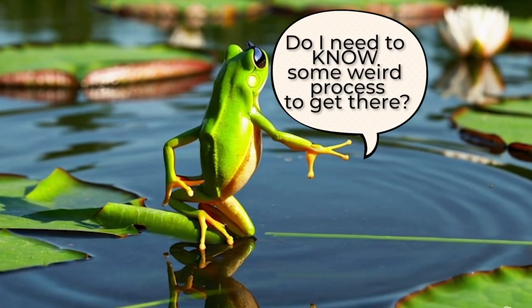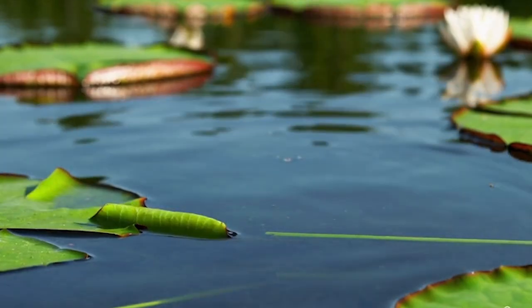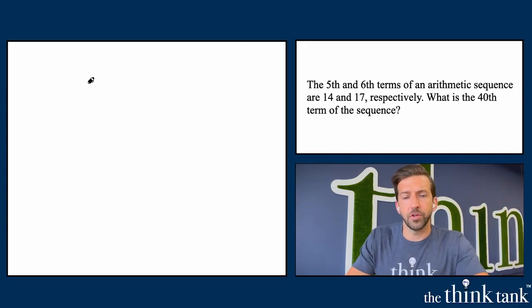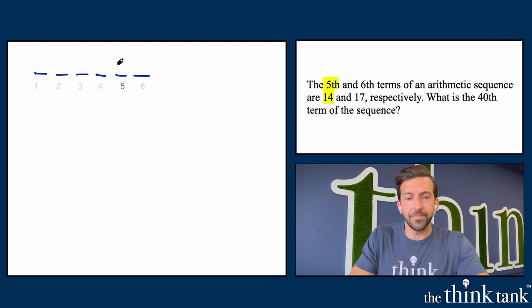Do I need to know some weird process to get there? You don't really need to know a formula. I think what's better is to understand what a sequence is and then start to map out the terms so you can see the pattern for yourself, because it's pretty simple to do. We know the fifth and sixth terms. So what I'm going to do is map out 1, 2, 3, 4, 5, 6 spaces representing my terms. And I know that the fifth term is 14.